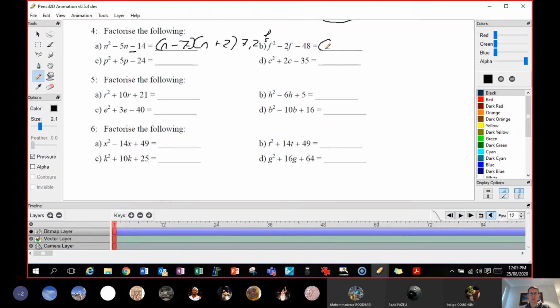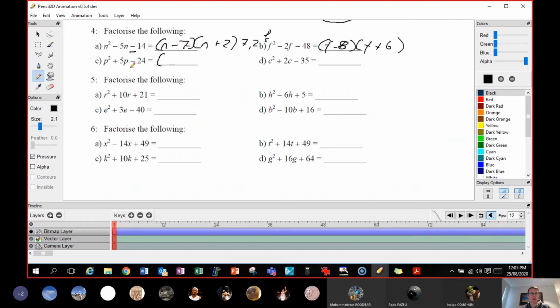Here, again, this one's negative, so we're going to have different symbols. And we want the difference to be 2. So they're going to be pretty close numbers to each other. So it'll be 6 and 8. And it'll be negative 8 plus 6, because that would then give you negative 2.